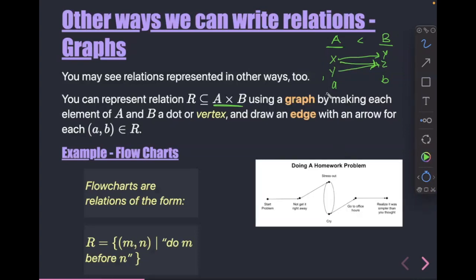Or you could have no arrows. If A is not less than anything, then you could have no arrows from A. But if we did say that A was less than B, then you would have that arrow.